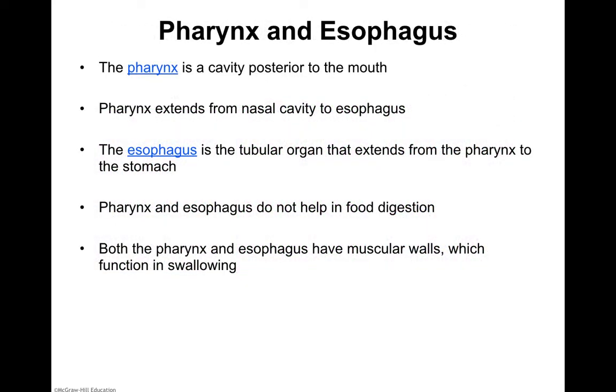Continuing down the alimentary canal, we have the pharynx and the esophagus. The pharynx is in a cavity posterior to the mouth. The pharynx would extend from the nasal cavity to the esophagus. Esophagus itself is a tubular organ that extends from the pharynx to the stomach. The pharynx and the esophagus are not involved in digestion. They are involved in the movement of food, and parts of the pharynx are involved in both the respiratory system and the digestive system. They both have muscular walls, and that's involved in swallowing.